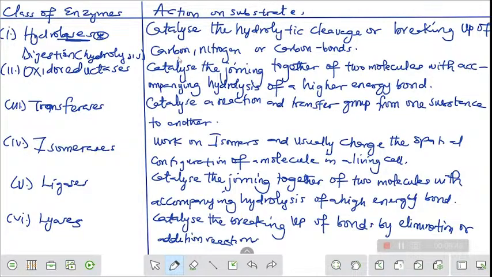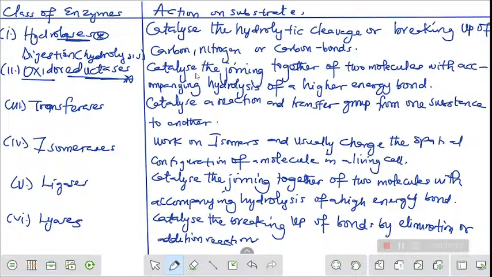So let's go to oxidoreductases. If you look at this word, it has oxidation and it has reduction. So these are the enzymes involved in redox reactions. And what happens in redox reactions? Oxidation and reduction. These are the major, primary purpose of these enzymes. Let's look at the action on substrate. They catalyze the joining together of two molecules with accompanying hydrolysis of a higher energy bond.